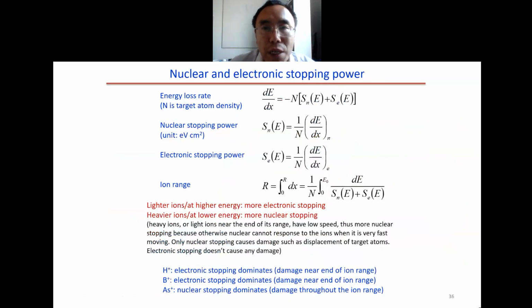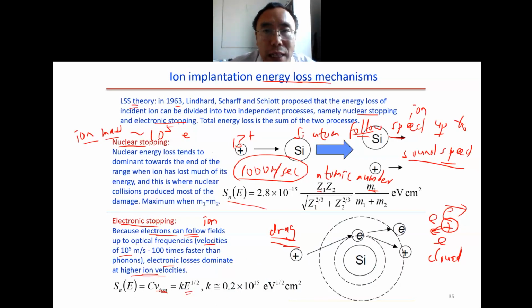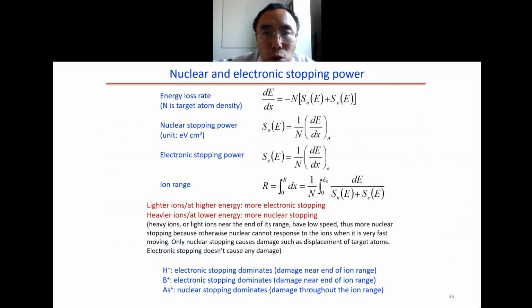Now let's look at the formula from this LSS theory. The energy loss is proportional to N, the target atom density here. Then we have the nuclear stopping power and the electronic stopping power: Sn is the stopping by the nuclei, Se the stopping by the electrons. The ion range, how far it will travel, is given by the integral of dx from 0 to R. You put the dx on the right side and the other terms on the left side, so you have 1 over N, times the integral of dE over Sn plus Se, nuclear loss and electron loss.